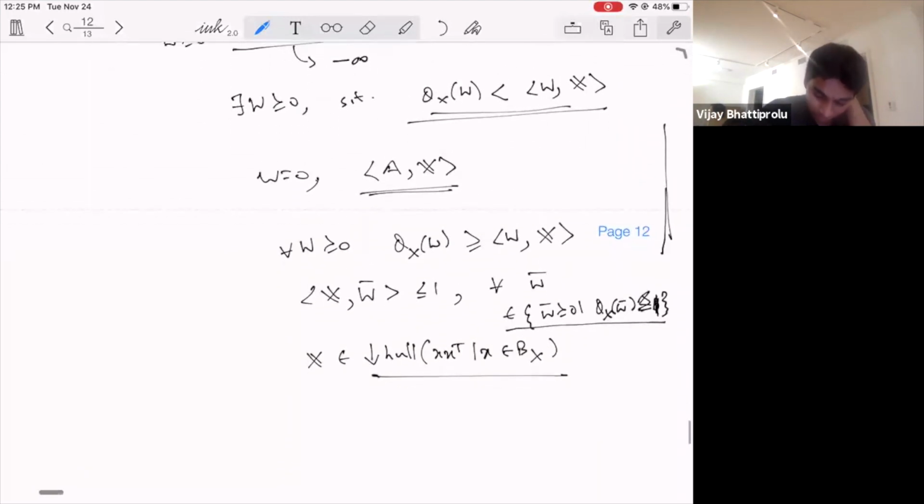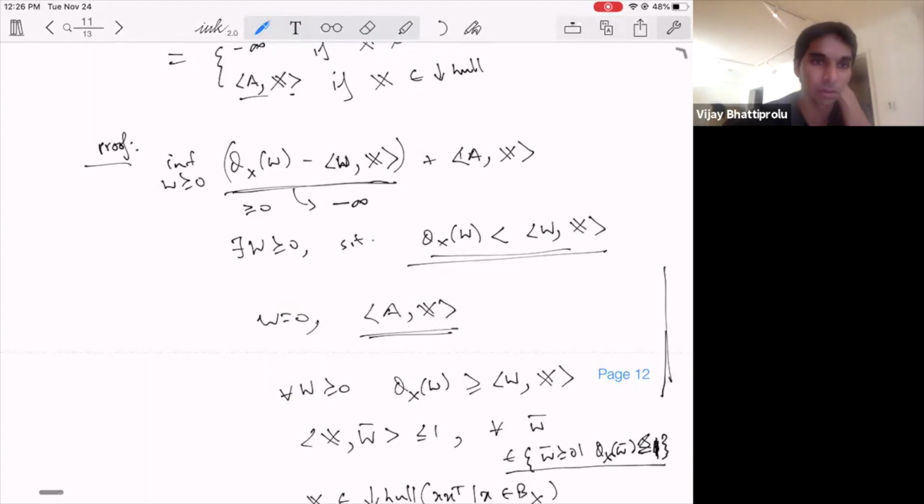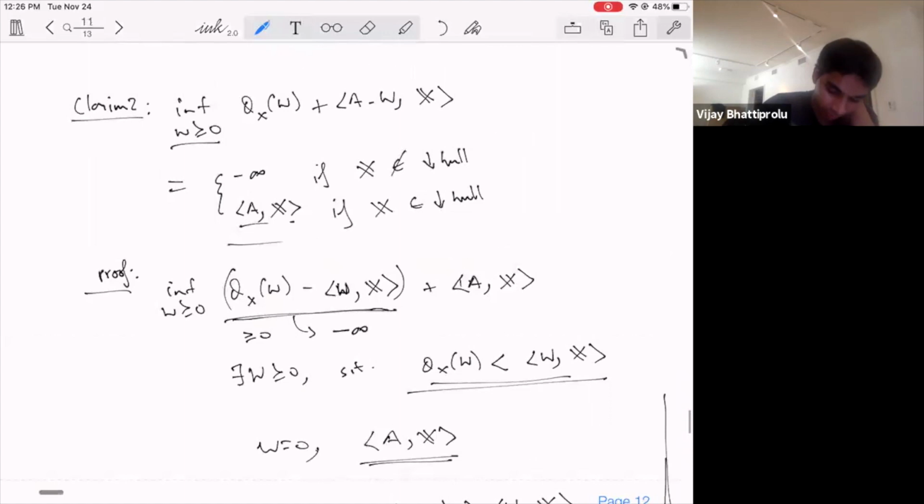So once we obtain this fact that X is in this hull, well, we can check that this expression is always non-negative, and equality is achieved when we substitute W equal to 0. So we have proved this fact that I claimed. So we have proved claim 2.